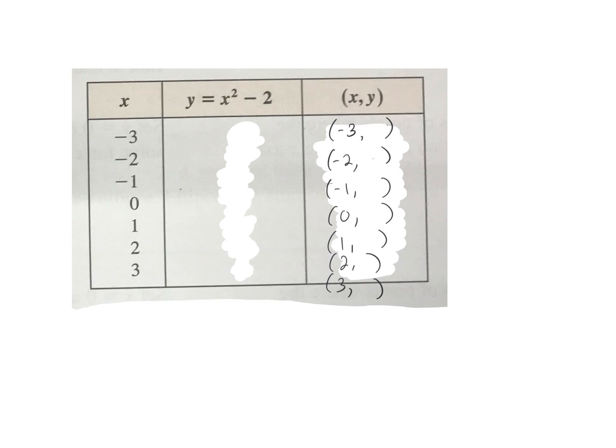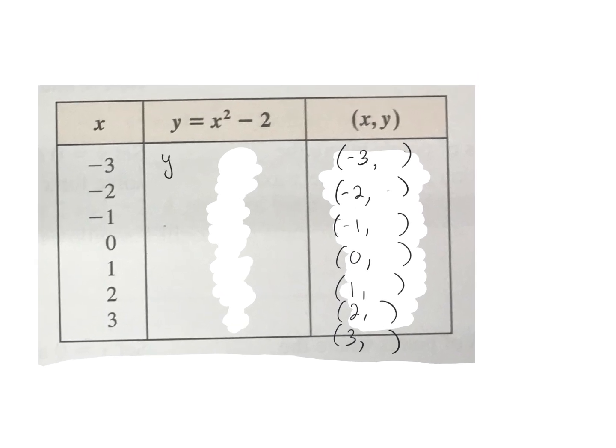Now let's find the y's. We plug this in, we're going to get y is equal to -3 squared minus 2. Now keep in mind that -3 has to be in parentheses because you're multiplying -3 two times. So you're going to get 9, and 9 minus 2 is 7. So there we found the first point. We're going to do it here as well. -2 squared minus 2. -2 times -2 is 4. Minus 2 is 2. We found the second point.